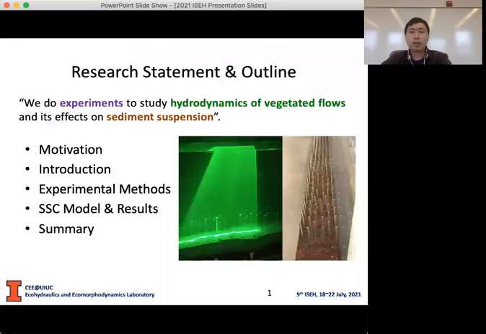So this is a laboratory experiment work to study hydrodynamics of vegetative flows and its effect on sediment suspension. This is the outline of my presentation, which I will cover from the motivation, the background introduction, and the experimental methods. Then I will dig into the development of the model along with the experimental results, and finally give a summary.